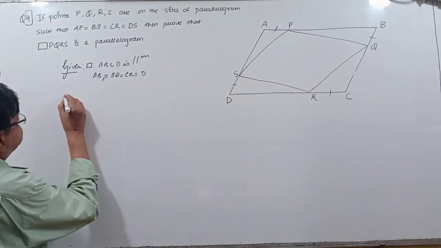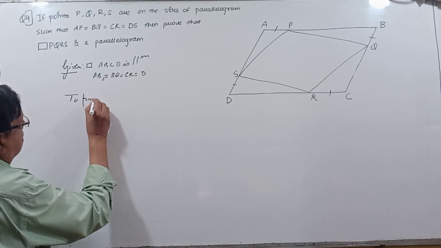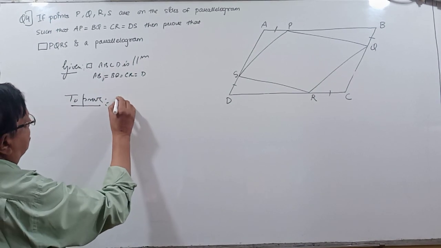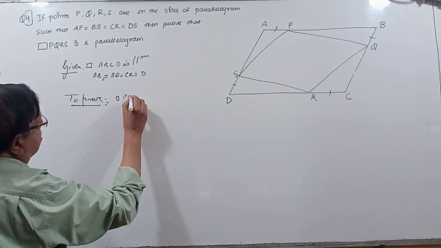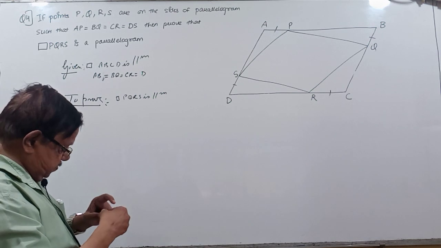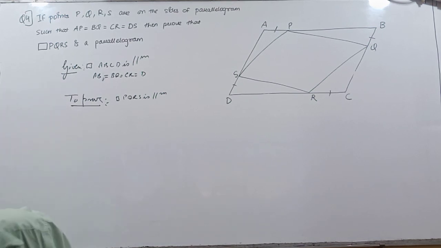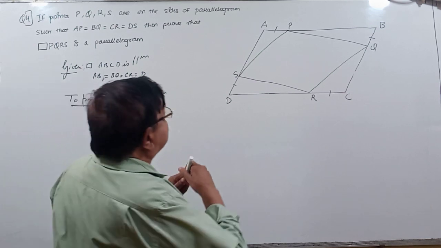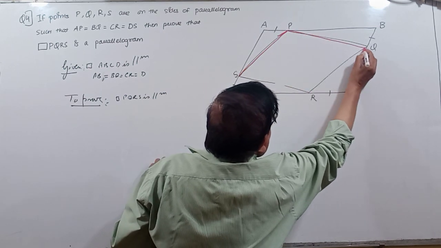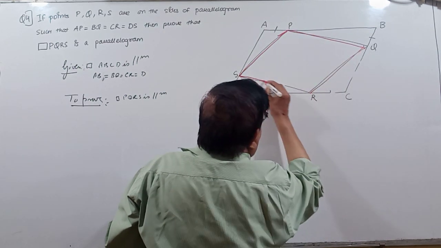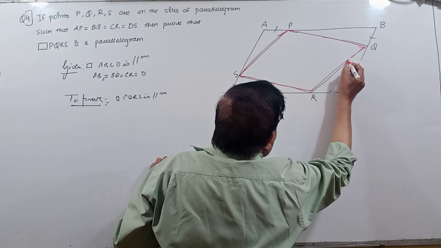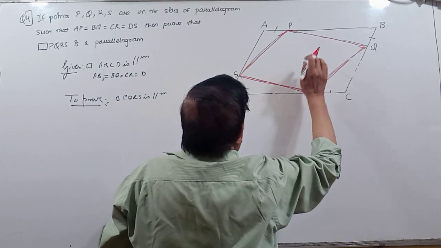To prove, what we have to prove is that quadrilateral PQRS, this quadrilateral, the red quadrilateral, is a parallelogram. We have to prove this quadrilateral is a parallelogram.